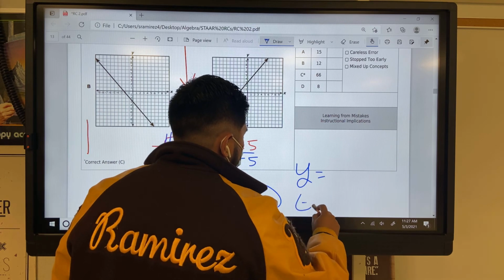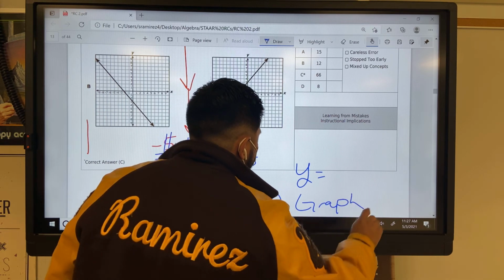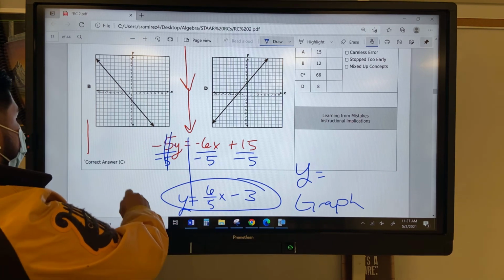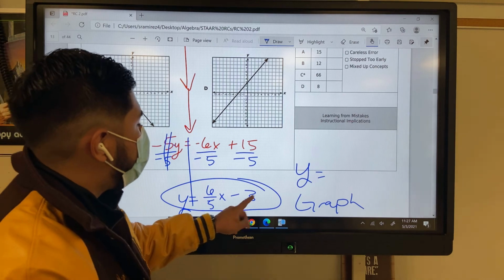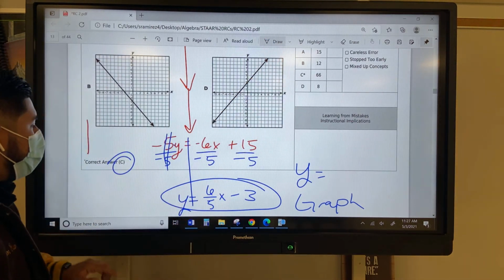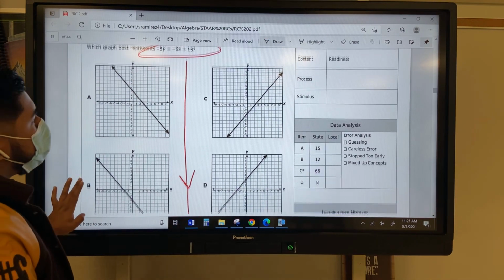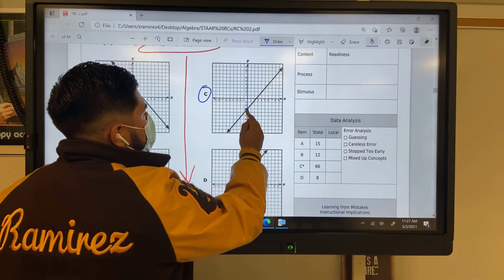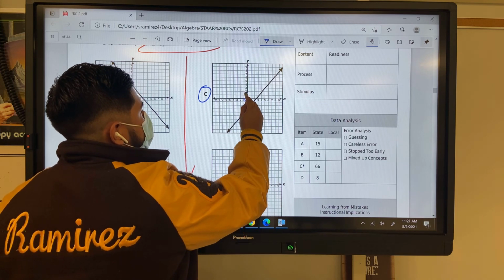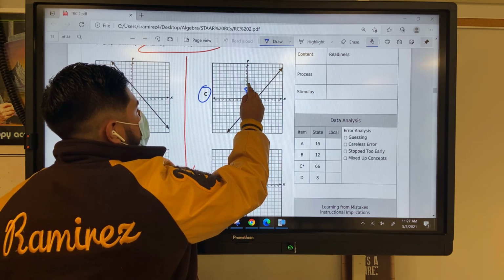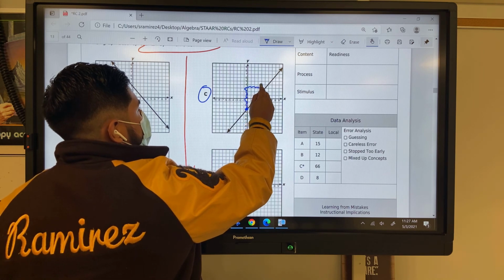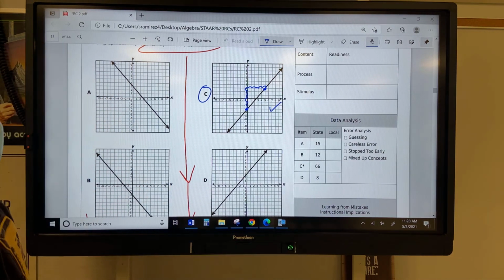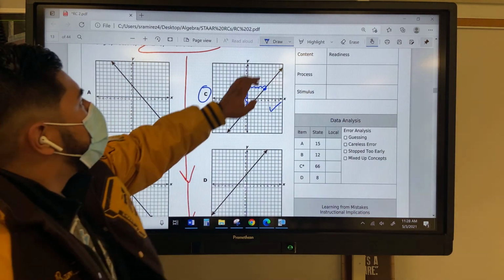Then you press graph. You should be able to graph this. Negative 3. Let's look at it. Negative 3. And then 6 up, 5 over. The answer is already C, but let's check. Negative 3 is right here. You go 6 up. 1, 2, 3, 4, 5, 6. 1, 2, 3, 4, 5. Beautiful, beautiful, beautiful. Love it.